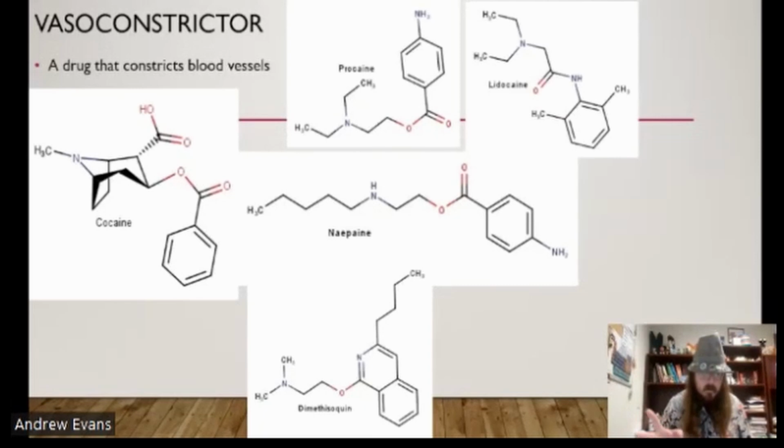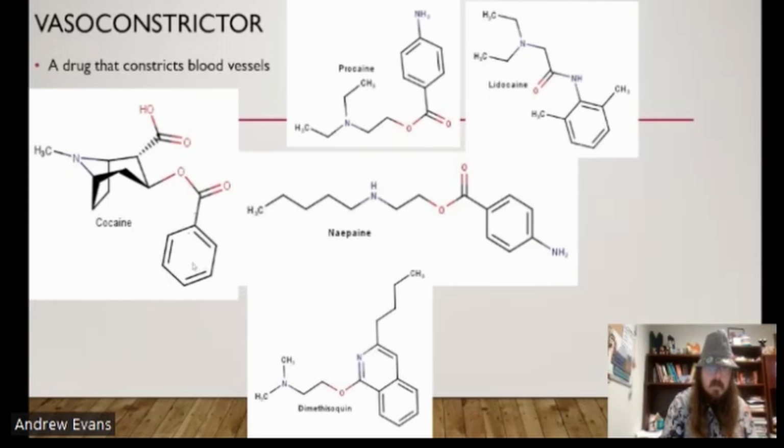Neopain is only used in the cornea due to some sort of undesirable properties. And then dimethisoquine is able to provide relief from irritation and itchiness, such as hemorrhoids. Please note, what do they share in common? They all share a benzene ring on one side, connected to an ester or amide group, followed by 2 to 3 carbons and an amine group of some type or another on the end.